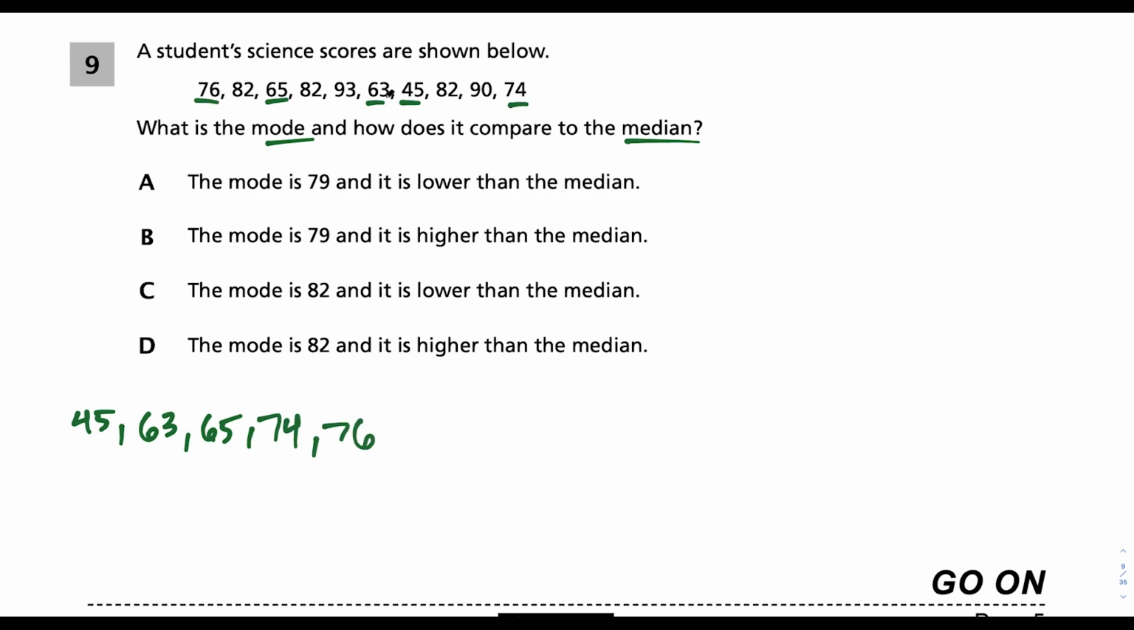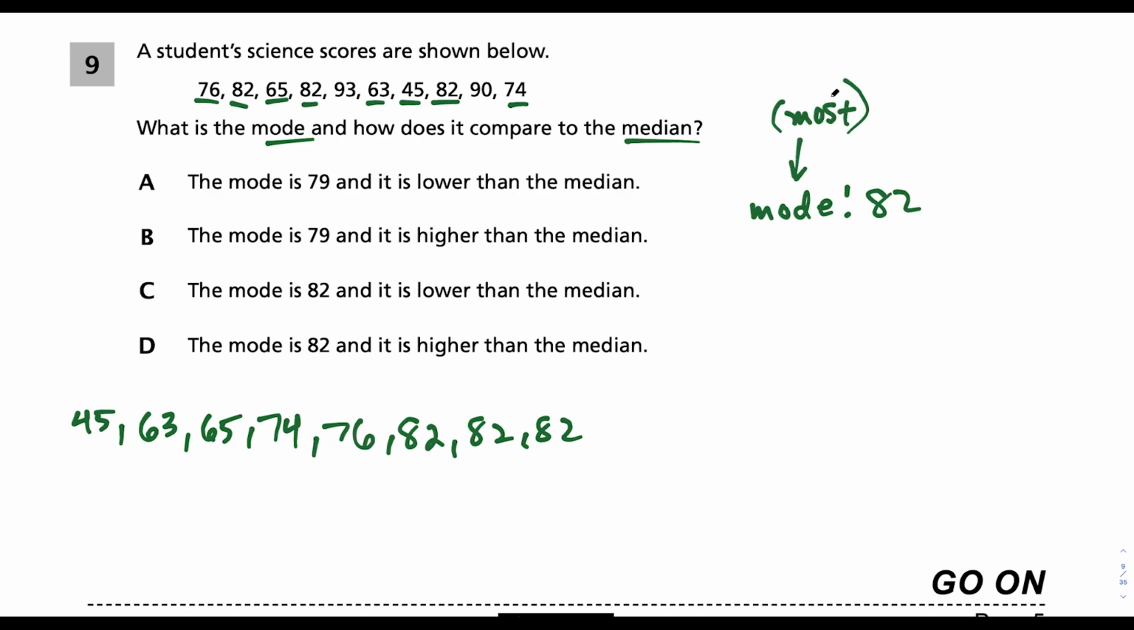And then after 76, it looks like 82 is the next smallest. And 82 shows up 3 times, so I am going to write it 3 times like this. That's telling me right away our mode is going to be 82. Remember, the mode is the one that shows up the most frequently. So 82 in this case is going to be our mode.